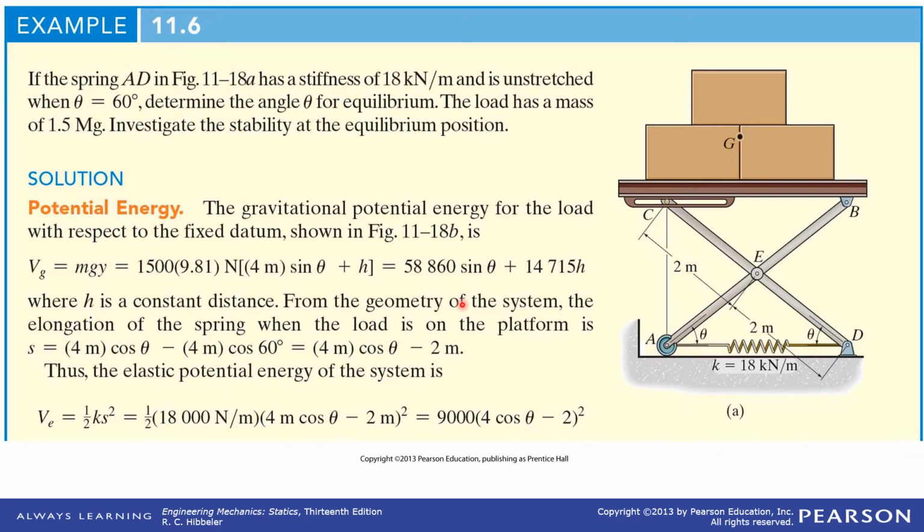Now let's consider this problem here. So we have a mass up here. The spring is unstretched at 60 degrees. Theta equals 60 degrees. That means what? So we have 2 meters length of the legs. So it's going to be 1/2 times the length, so it's going to be 1 meter. So the unstretched length is actually 2 meters.